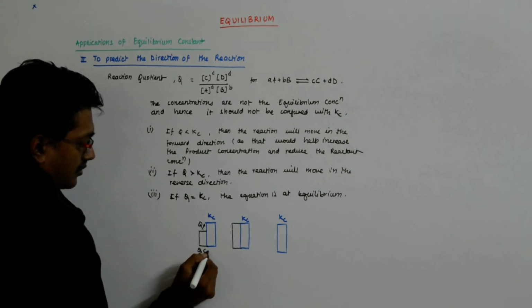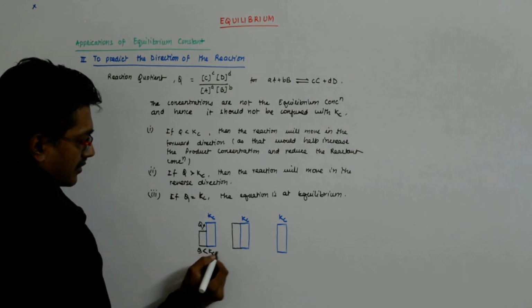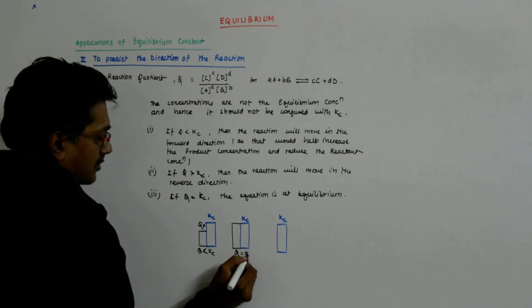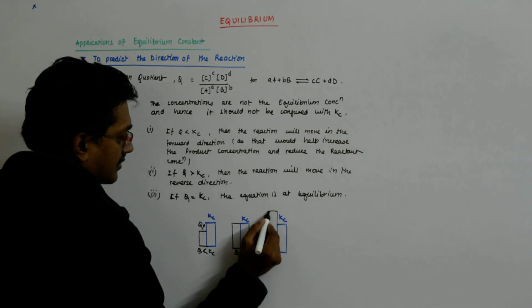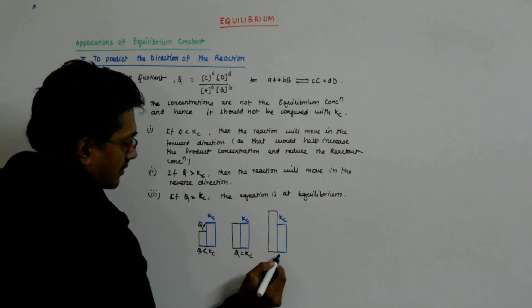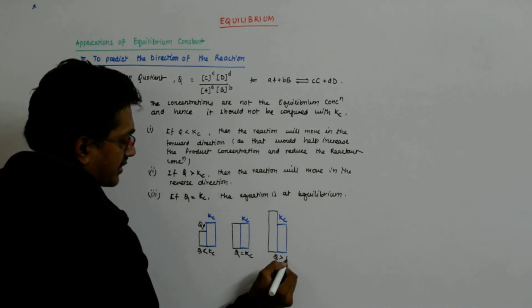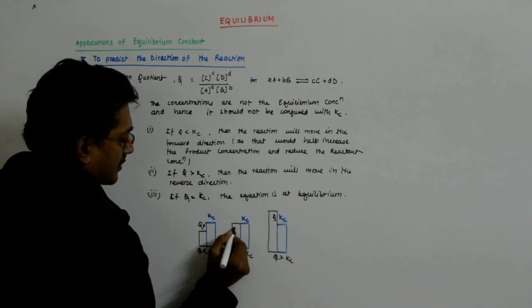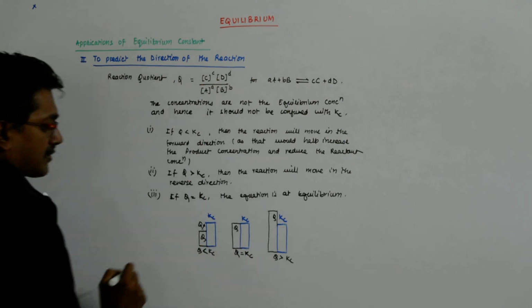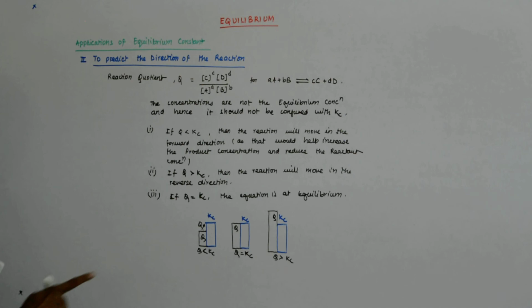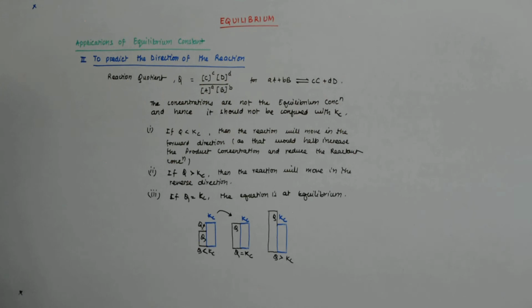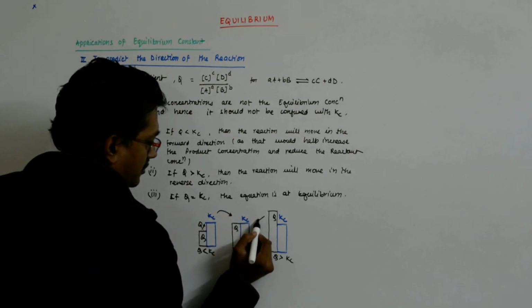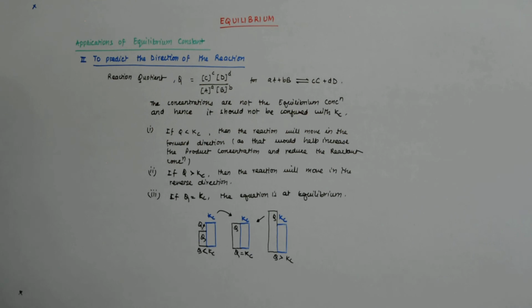This is Q less than Kc. This is Q equal to Kc, and this is Q greater than Kc. So they all tend to try to become this, and this tends to become this. One is a forward, another is a reverse reaction, right?